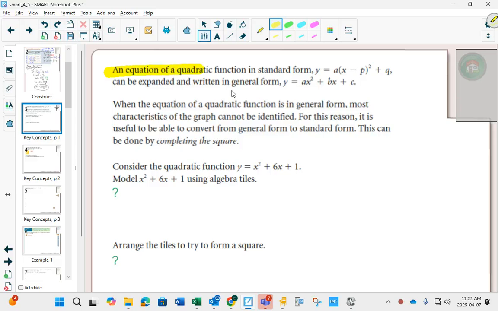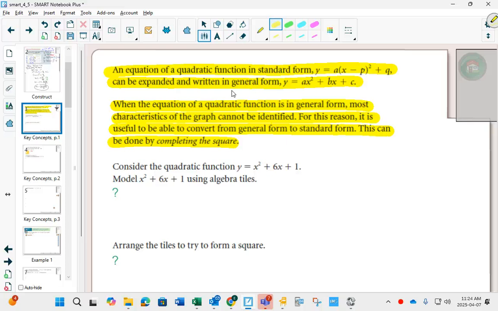It says here, an equation in standard form is easy to expand and write in general form. That's super easy. We did that in our example before. But when it's in general form, unfortunately, general form is basically useless for telling us useful information. We don't know what the vertex is. We do know if it opens up or down, but we can't find anything else easily. So then we would want to change it from general form to standard form.